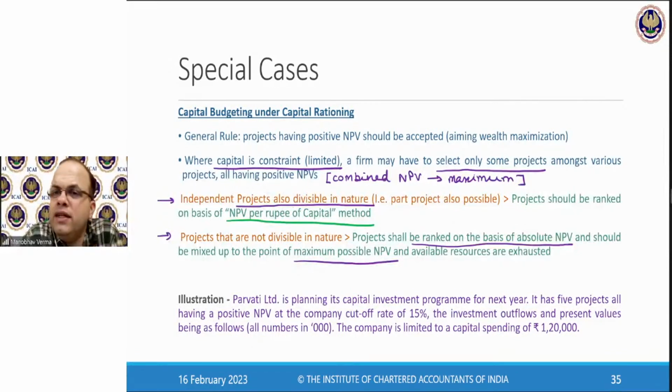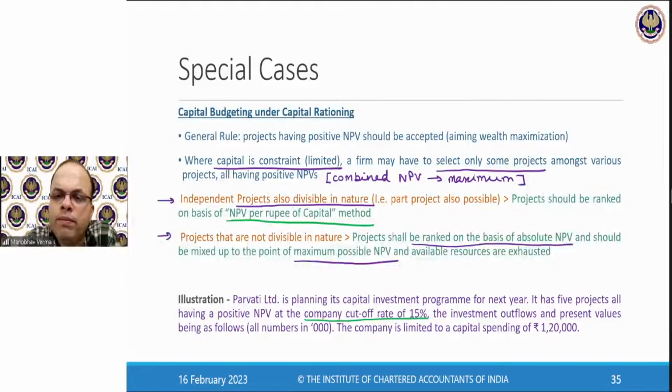At the bottom, you can see an illustration. Parvati Limited is planning its capital investment program for next year, and it has 5 projects, all having a positive NPV with a company cutoff rate of 15%.